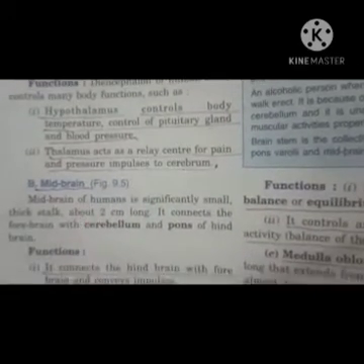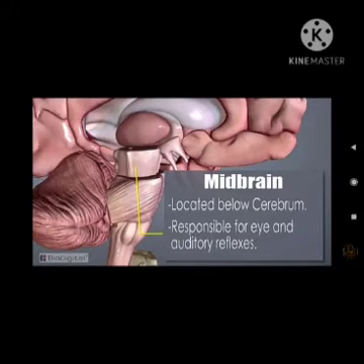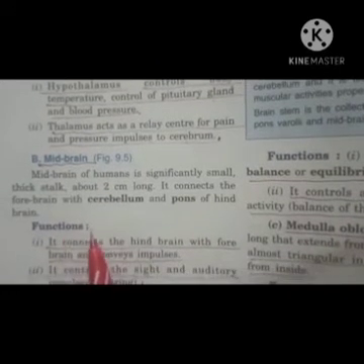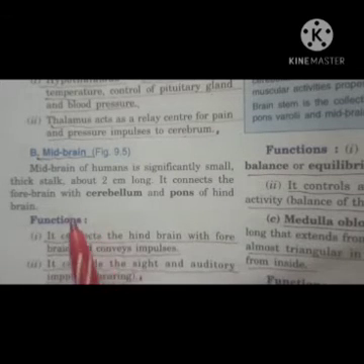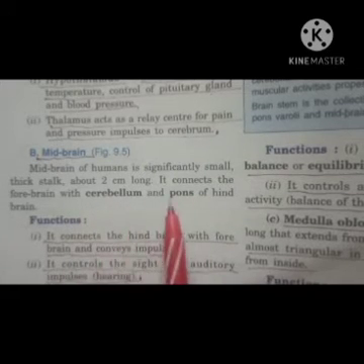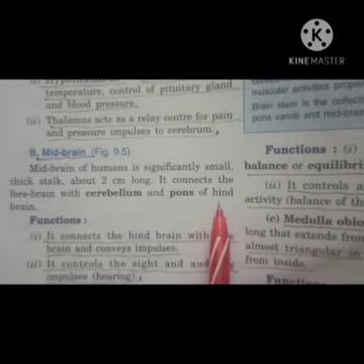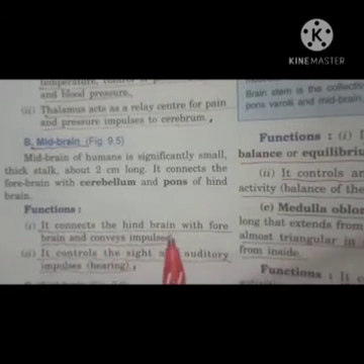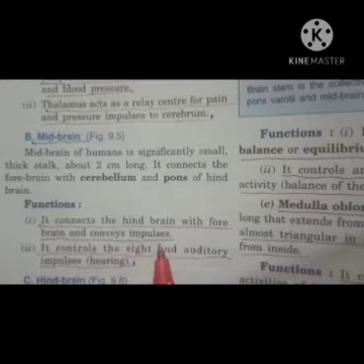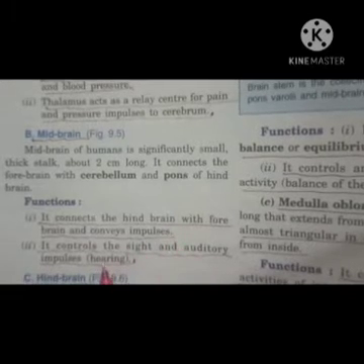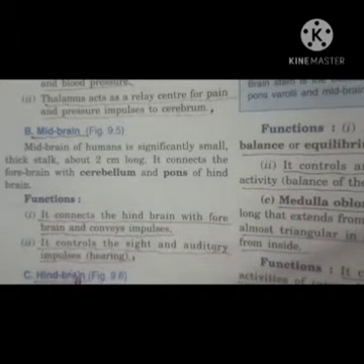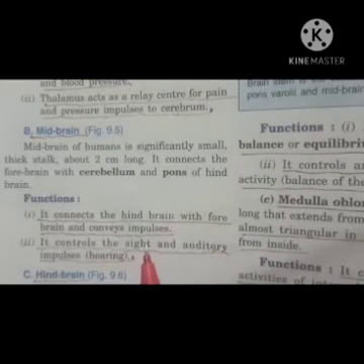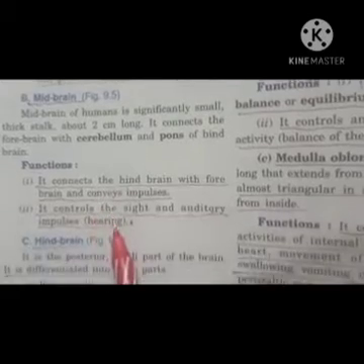Next is your midbrain. Simply learn the function of midbrain. Actually, this midbrain connects your cerebellum and pons of hindbrain, and it connects the hindbrain with the forebrain and conveys impulses, and controls the sight and auditory impulses, means your hearing and seeing. These impulses are also controlled by this midbrain.